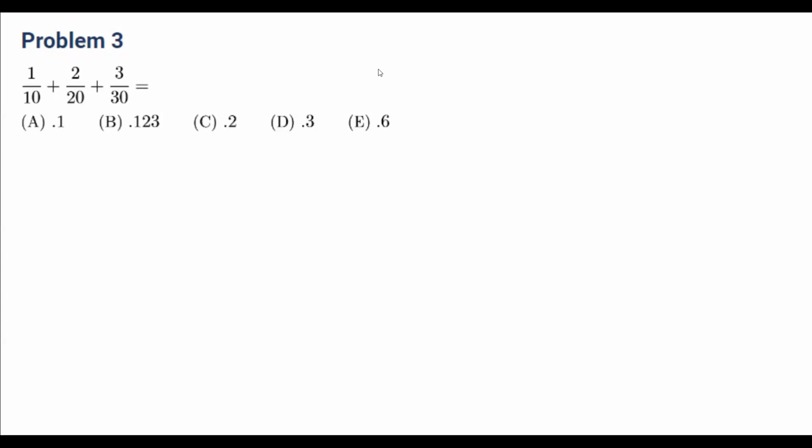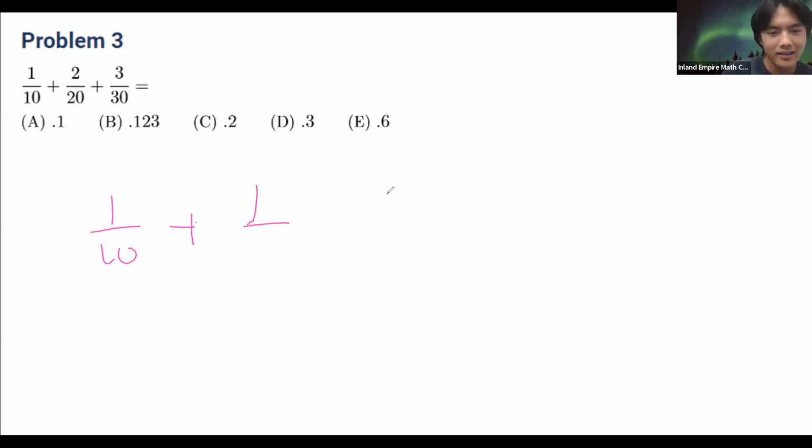So I simplified 2/20th to 1/10, and I simplified 3/30th to 1/10, and I added all of them, and I got basically 0.3, which is D. That's exactly on point. Yep.